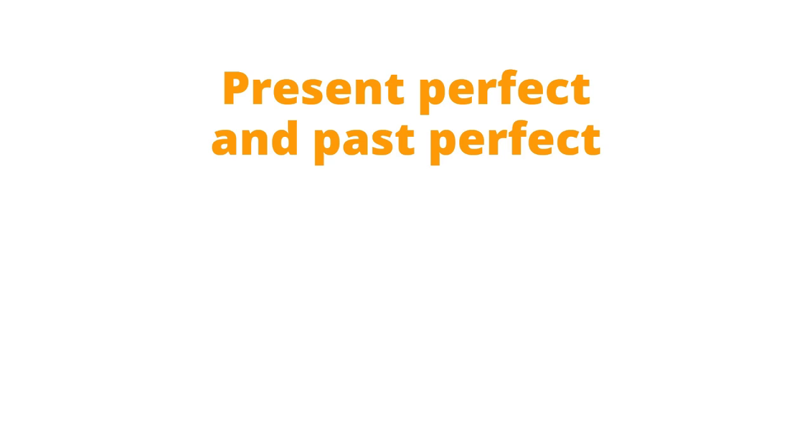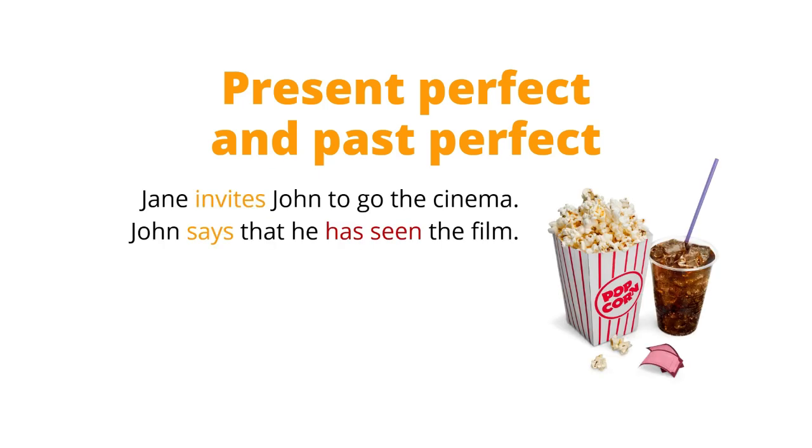So let's look at the present perfect and how it relates to the past perfect. So let's look at this scenario. Jane invites John to go to the cinema. John says that he has seen the film. So he has seen, present perfect. So we're talking about something that occurred in the past, but how it connects to the present. That's why it's the present perfect. It is a previous time that connects to the present.